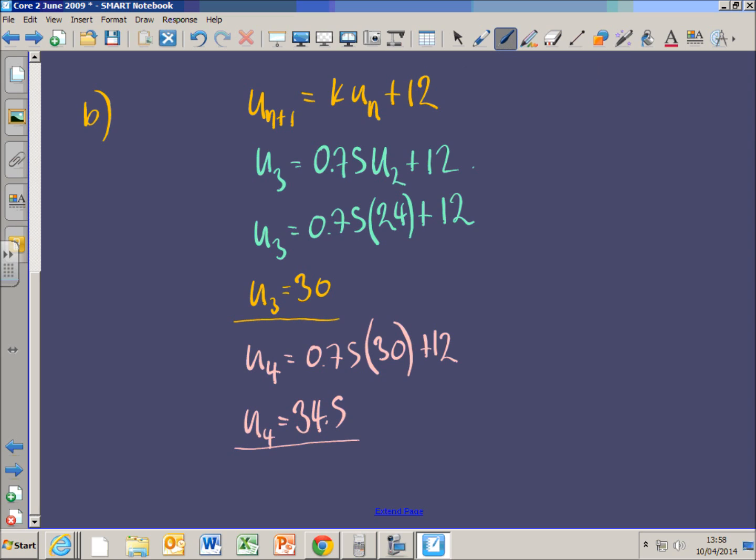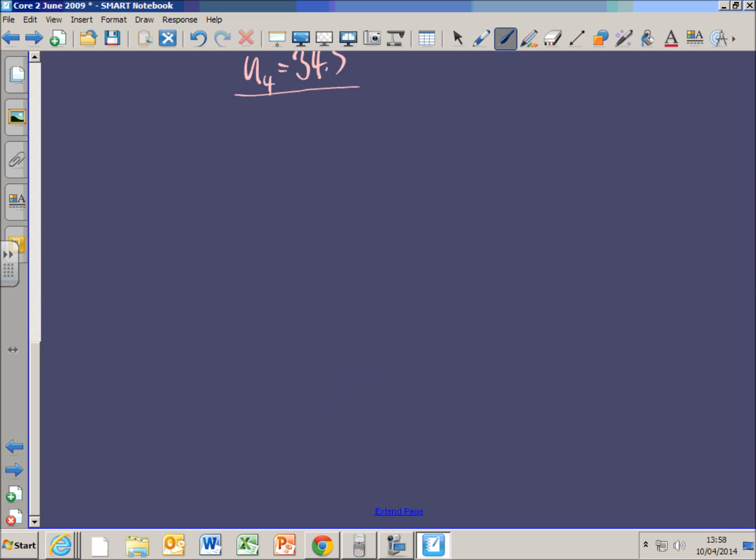Now, the last part of the question. I imagine that some of you didn't do too well at this, because this is something that, in my experience, people forget how to do. We've got this expression for how to find the next term in the sequence, and it says that this one here tends to a limit.